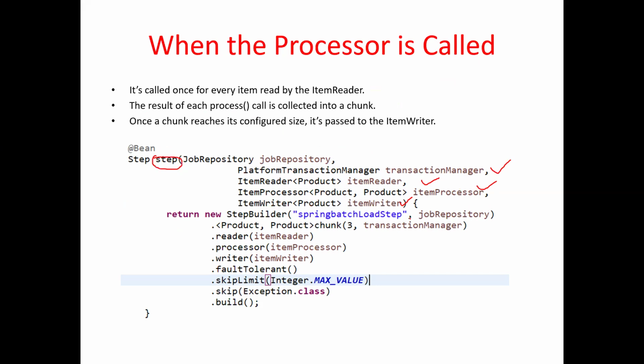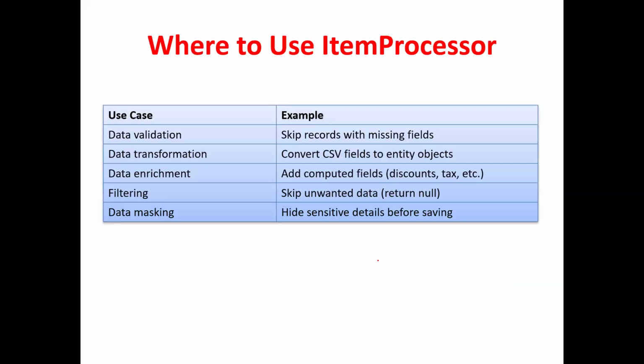So here what I am doing, see here, 3 records I am fetching step by step. Every 3 records, chunks will be applied, commit interval will apply, reader, processor, and writer here. So when to use it: data validation, like you can skip the records with missing fields. This is one context. Data transformation, I want to convert CSV data into entity objects.